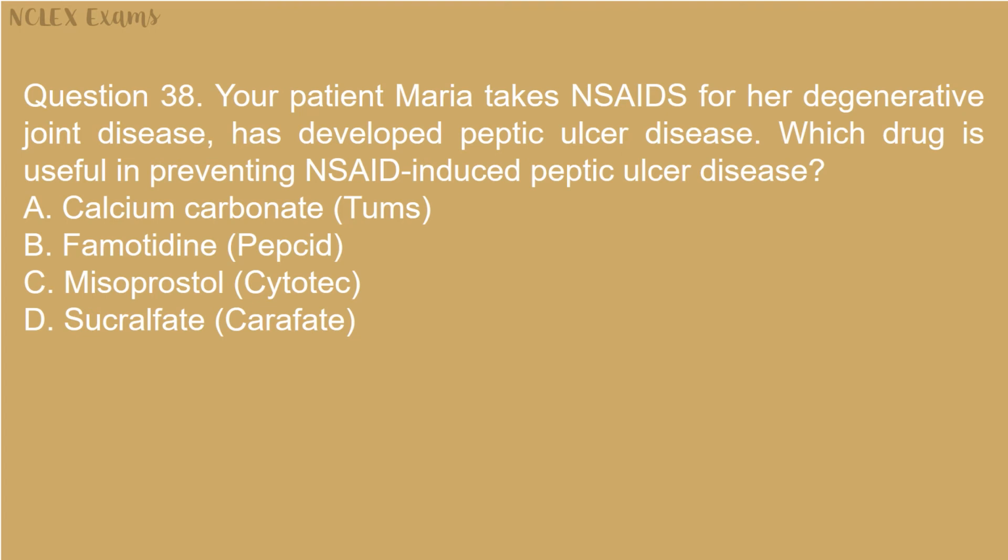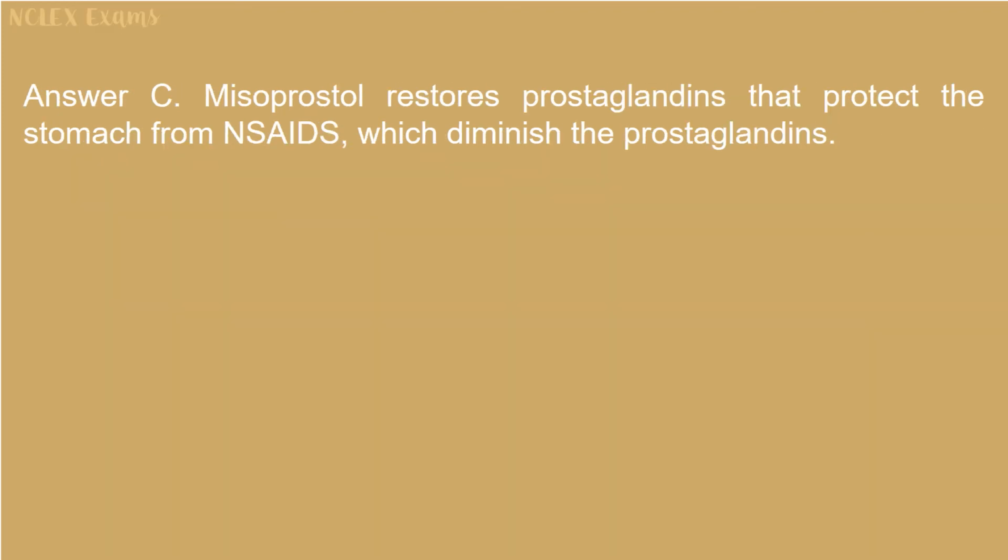Question 38. Your patient Maria takes NSAIDs for her degenerative joint disease and has developed peptic ulcer disease. Which drug is useful in preventing NSAID-induced peptic ulcer disease? A. Calcium carbonate, Tums. B. Famotidine, Pepcid. C. Misoprostol, Cytotec. D. Sucralfate, Carafate. Answer C. Misoprostol restores prostaglandins that protect the stomach from NSAIDs, which diminish the prostaglandins.